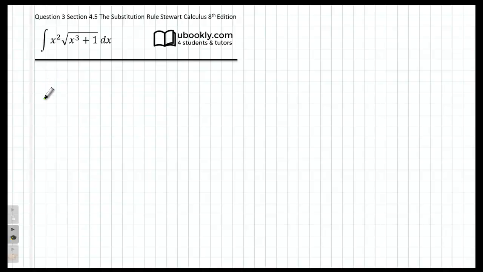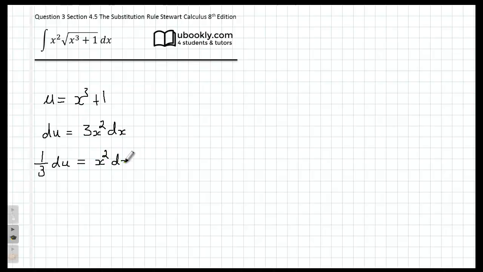Okay, so for this one here, I'll let my u equal x cubed plus 1. So the whole thing inside. And my du would just be the derivative of that, which would be 3x squared dx. Okay, I need an x squared dx, not a 3x squared dx. So I'll divide both sides by 3. That would give me a third du is equal to x squared dx. And now I can go ahead and make my substitution.